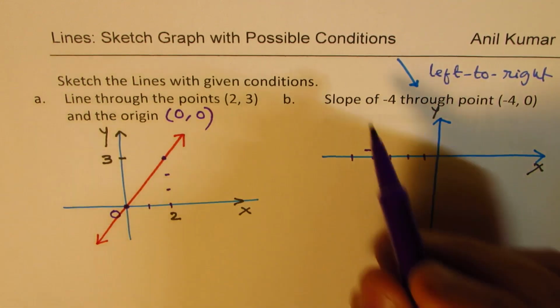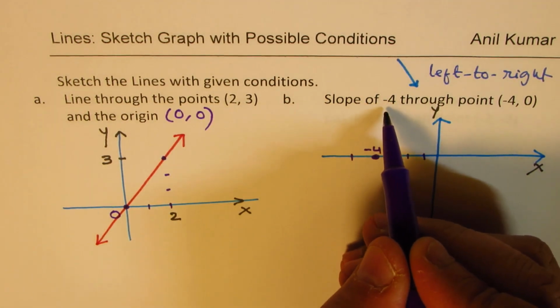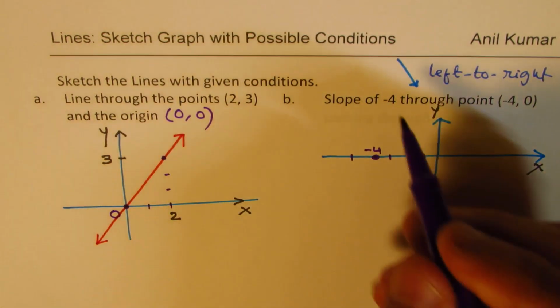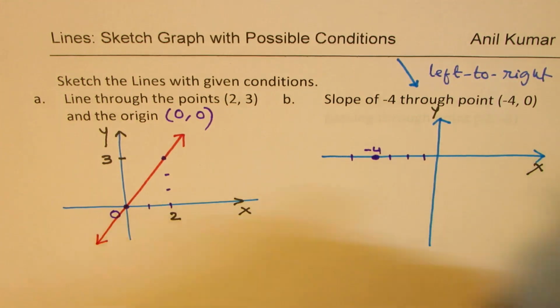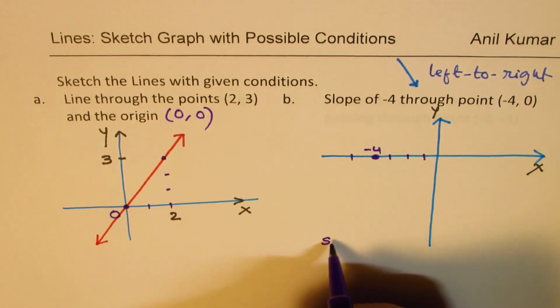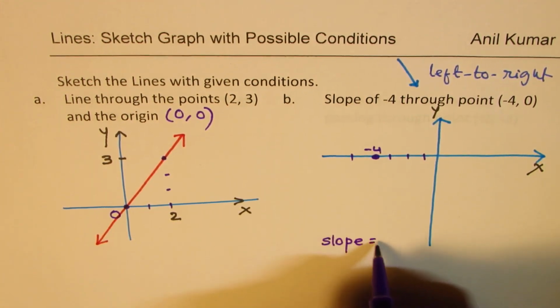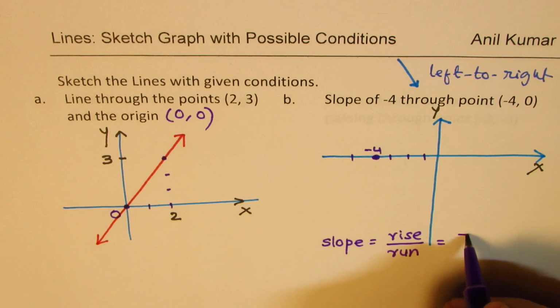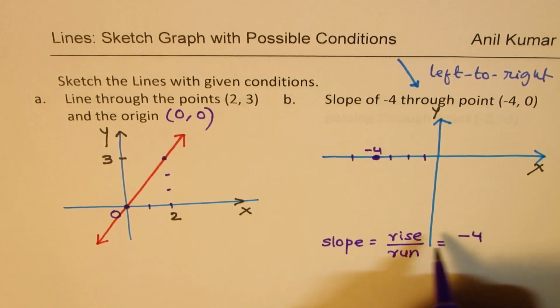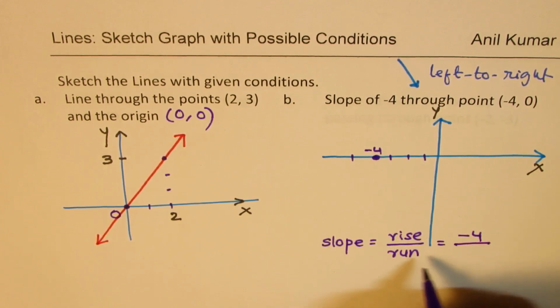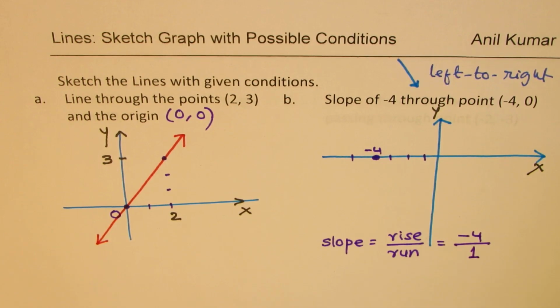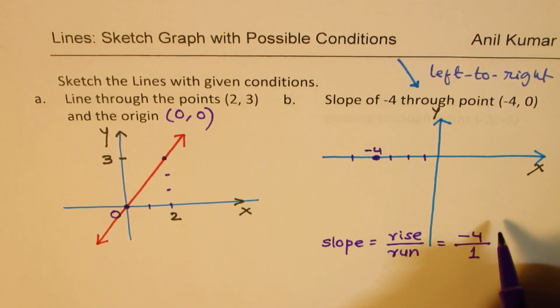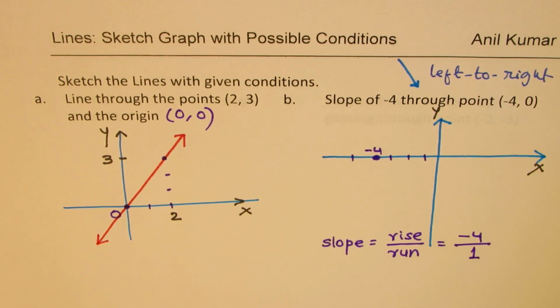Now we are saying that slope is minus 4. Minus 4 means what? Means rise over run, right? So let's try to understand this. When we say slope, slope is rise over run. Now in this case, minus 4 is my slope. So that means rise is minus 4. Run is 1, not 0. So minus 4 means you have to go down by 4 units.